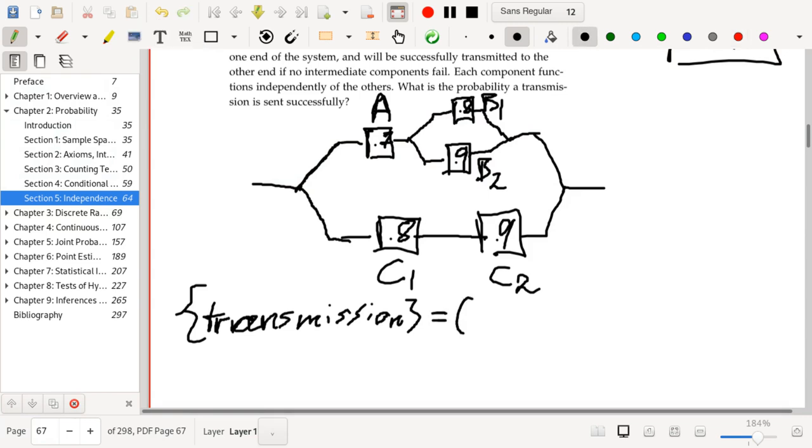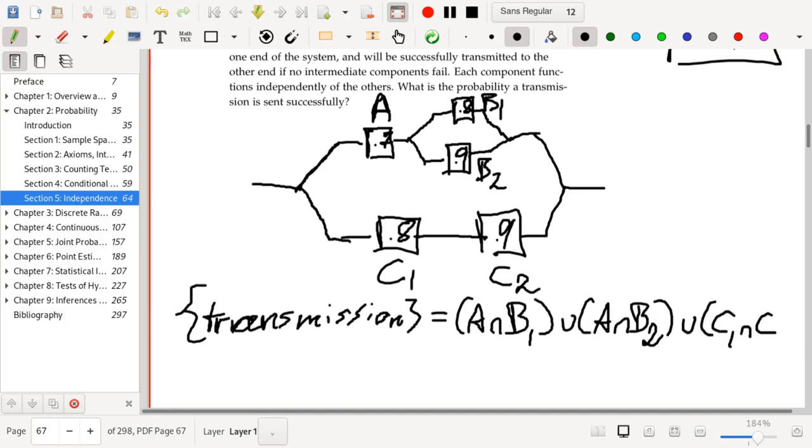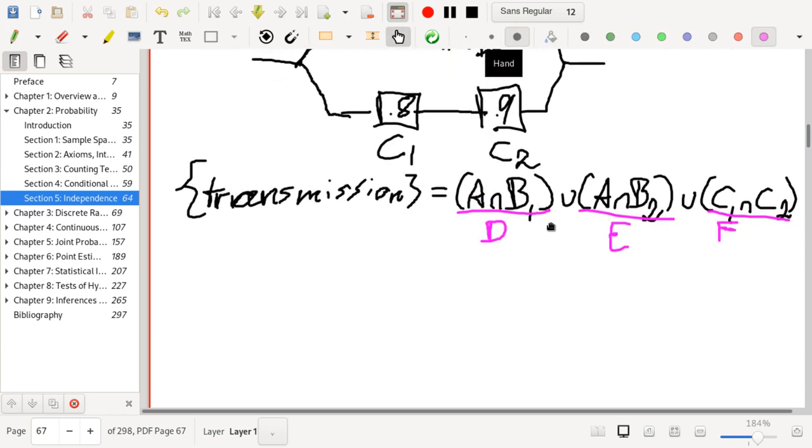So writing this as a compound event, this is going to be A and B1, so we can trace a path via the components A and B1, or we could trace our path between A and B2, or we can trace our path through the lower row, C1 and C2. And maybe we can simplify our lives a little bit if we gave these the names, events D, E, and F, and work with those events instead.